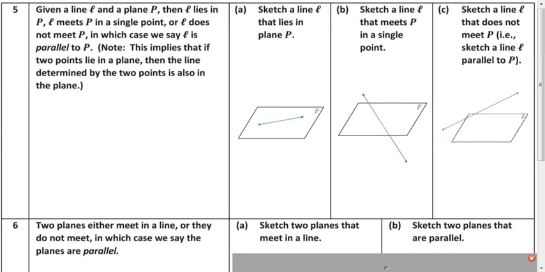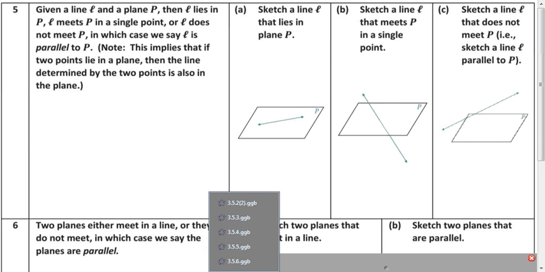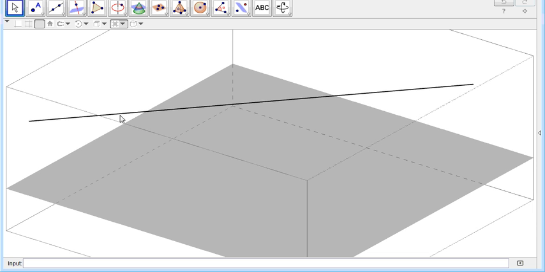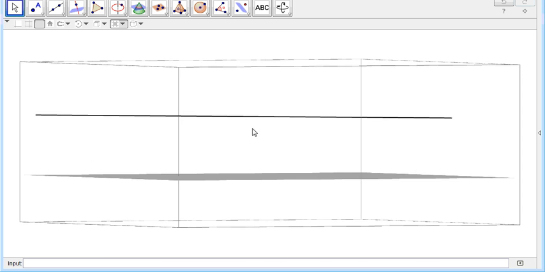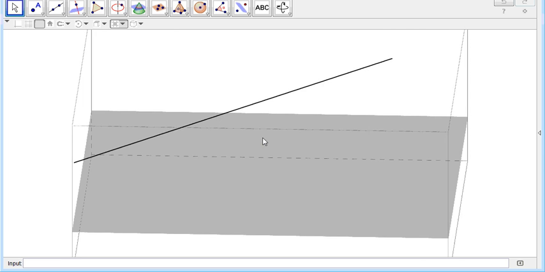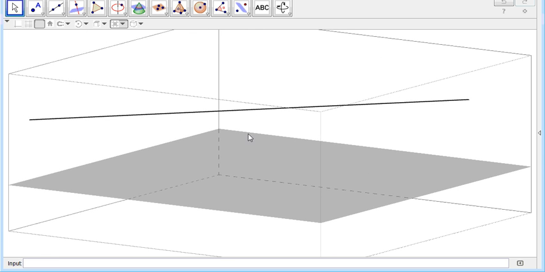Well, this is my drawing, and I'll show you that in 3 dimensions. So here's our line. And if we look at it from the side, it's clear that that does not lie on the plane, but it's also parallel to it, so it's never going to cross it. So that's that third situation.